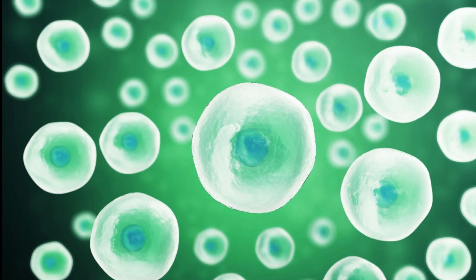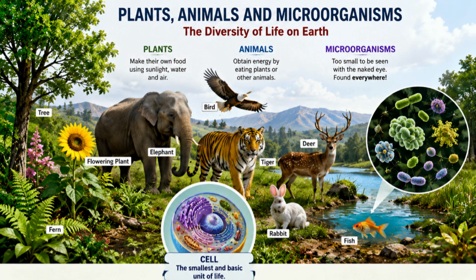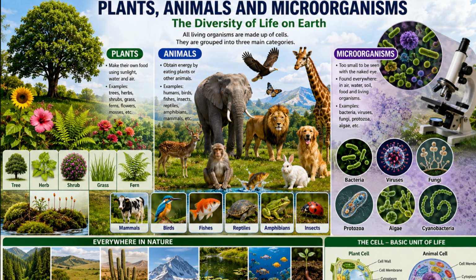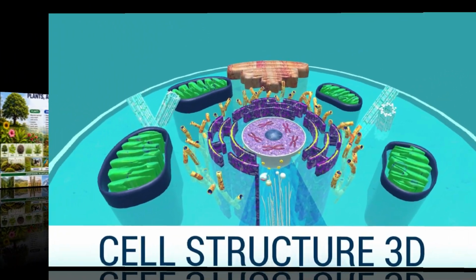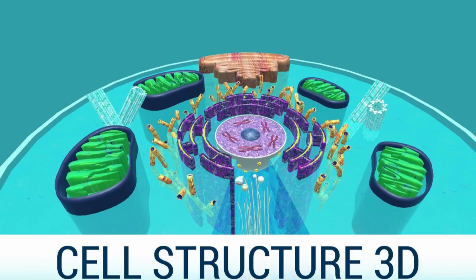A cell is known as the smallest and most basic unit of life. Every living organism, whether plants, animals, or microorganisms, is made up of cells. These tiny structures perform all the essential functions needed for life, such as growth, respiration, reproduction, and energy production. Because of this, cells are often called the building blocks of life.